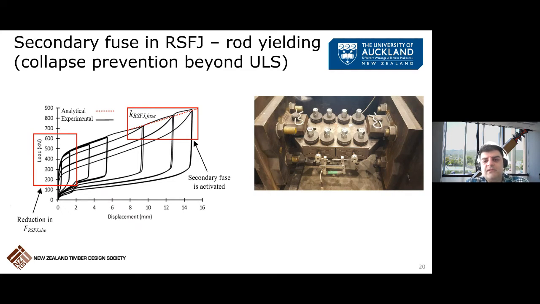This has been tested at the University of Auckland. As you can see, this is one of the tests. For this one, the joint was designed for 8 millimeter displacement, but it could go up to about 2 times the displacement with these clamping bolts yielding.